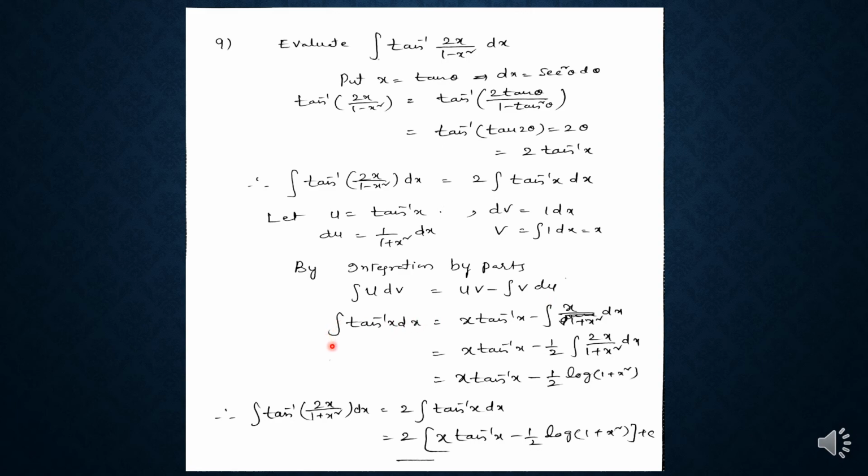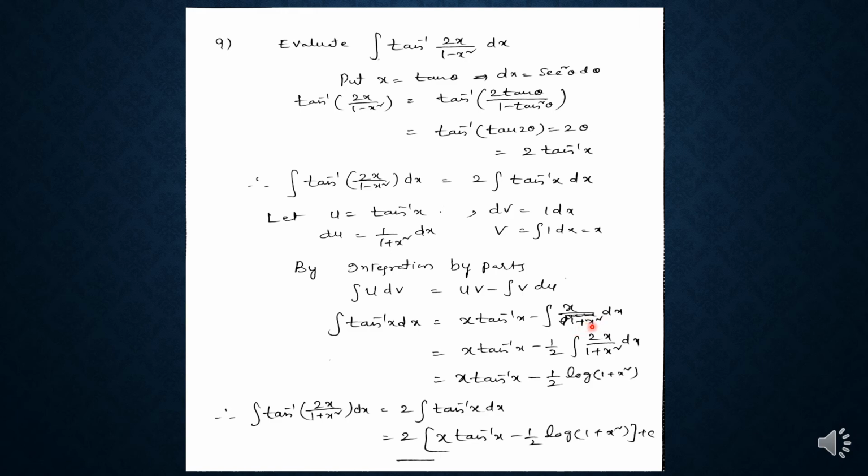That is, integral tan inverse x dx is equal to, here u is equal to tan inverse x and v is equal to x. Tan inverse x into x can be written as x tan inverse x minus integral, what is v here, x, into what is du, that is 1 by 1 plus x square dx, that is x by 1 plus x square dx. So that can be written as x into tan inverse x minus, see here, integral x by 1 plus x square dx.